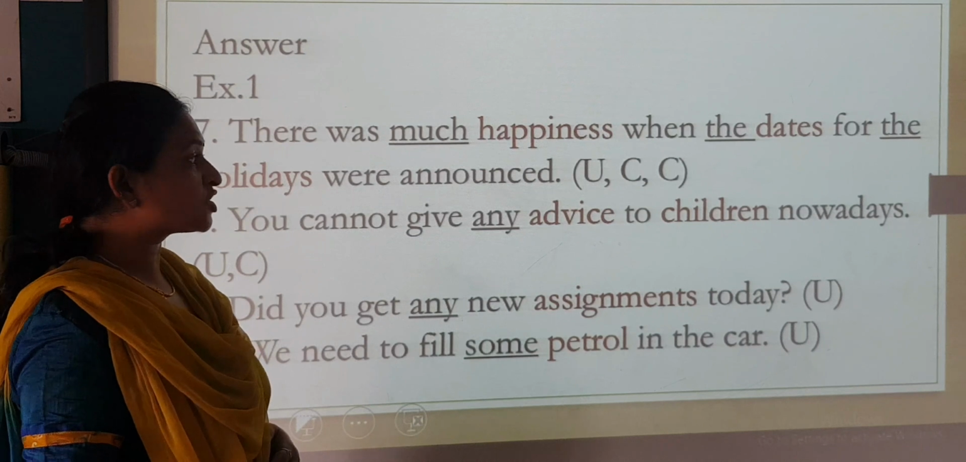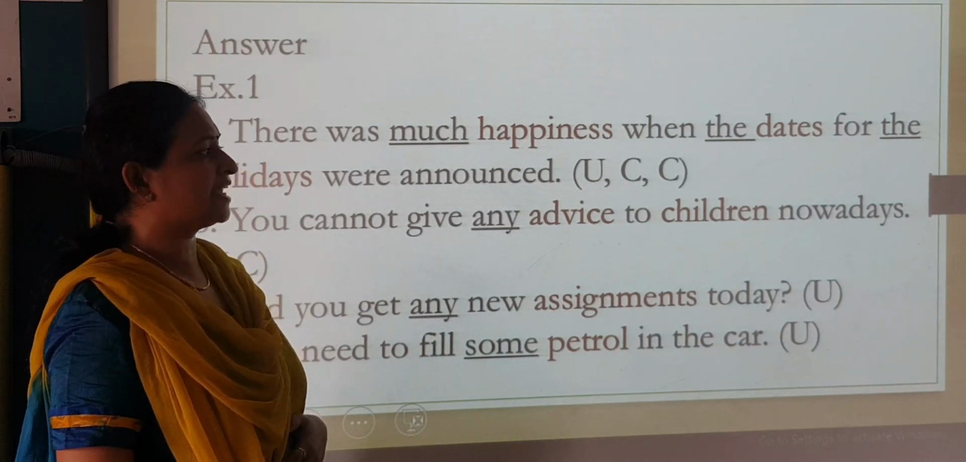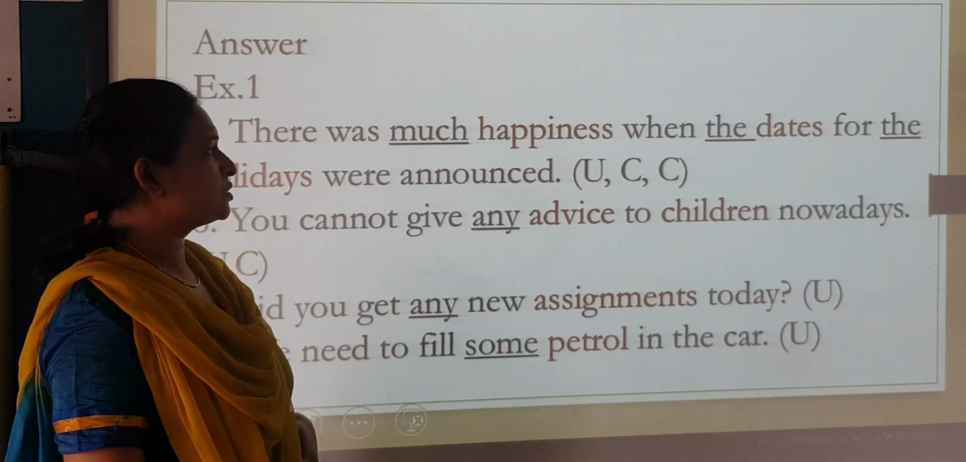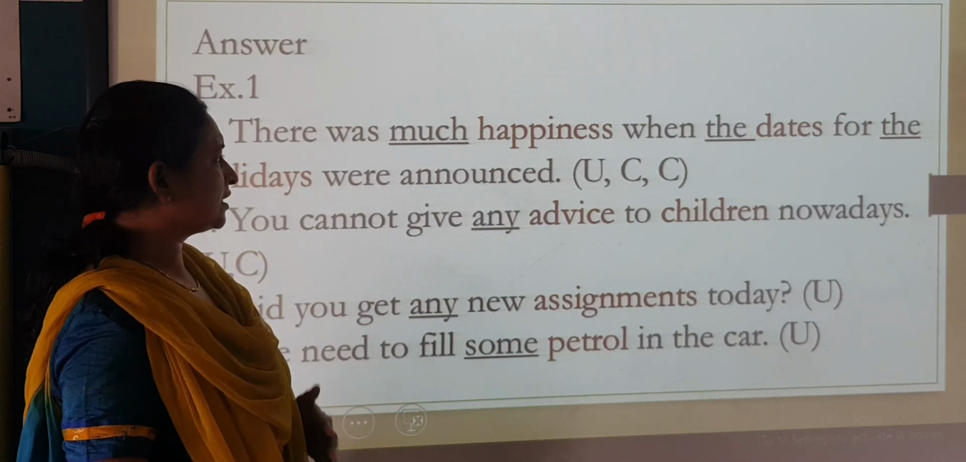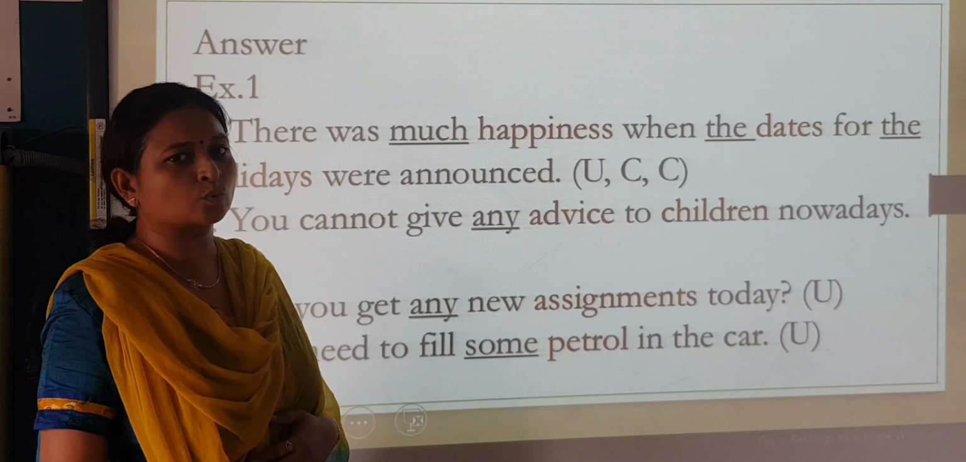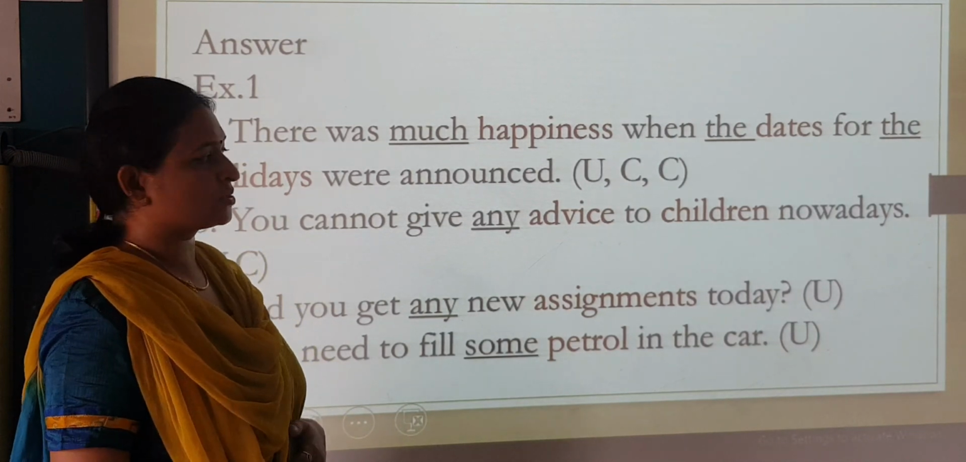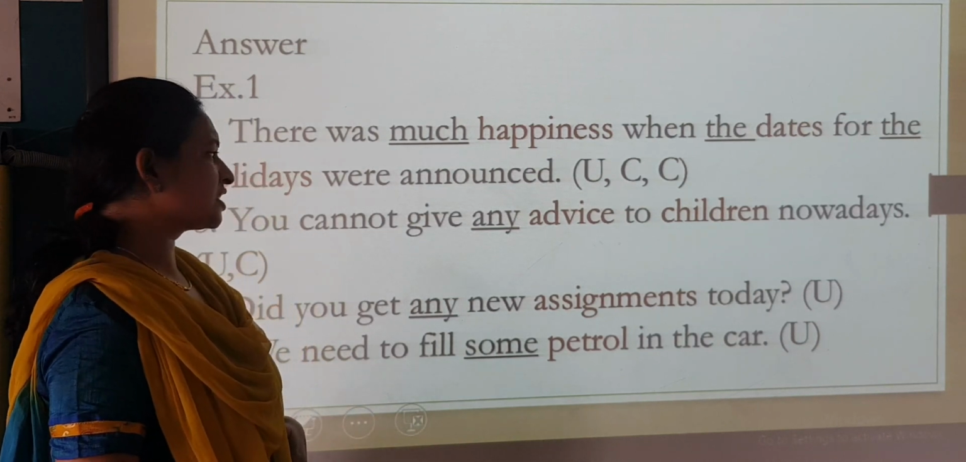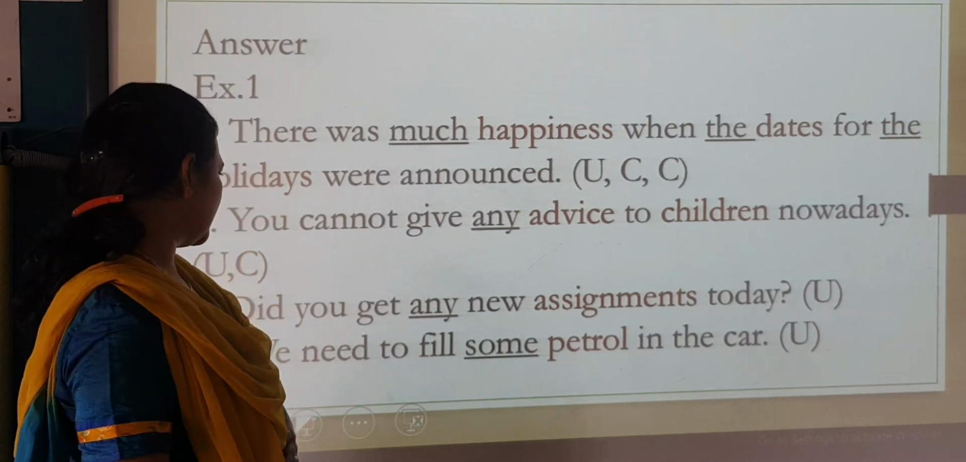There was much happiness when the dates for the holidays were announced. And the nouns are happiness, dates and holidays. Happiness, it's an abstract word, so it is uncountable. Dates and holidays, countable.